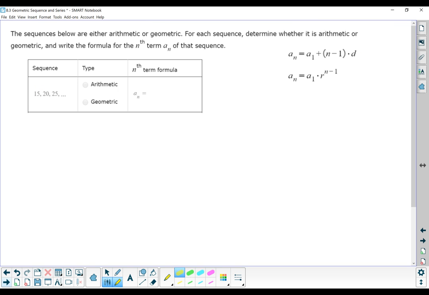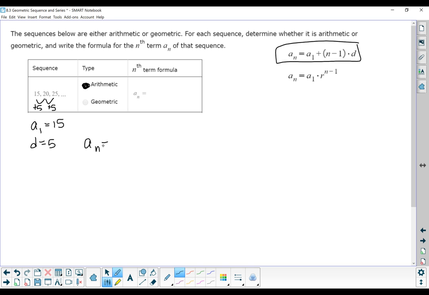So our first sequence here goes from 15 to 20 to 25. So it looks like we're adding 5 each time. So that makes it arithmetic. So we're going to use this formula to write our equation. So it looks like A1 is 15, that's the first term, and our difference is 5. So our equation is going to be 15 plus n minus 1 times the common difference of 5.